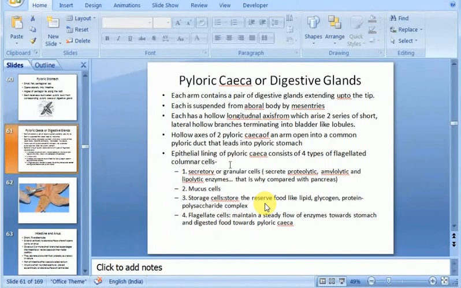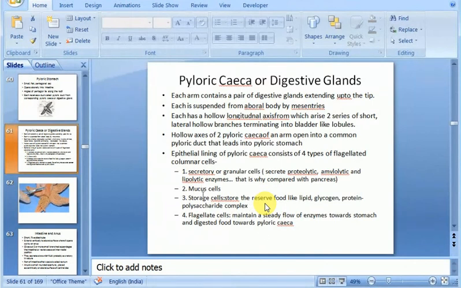Now regarding the fine structure, the epithelial lining of the pyloric ceca consists of four types of flagellated columnar cells. Number one, the secretory or granular cells, which secrete proteolytic enzymes, amylolytic enzymes, and lipolytic enzymes. All major nutrient-digesting enzymes are secreted by these cells: proteolytic for protein digestion, amylolytic for complex carbohydrate digestion, and lipolytic for lipid digestion.